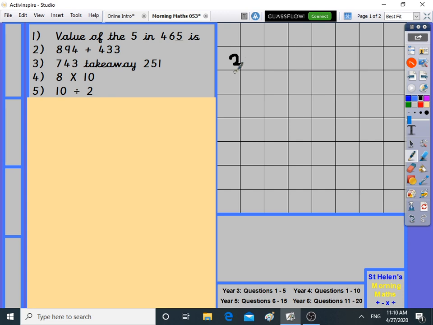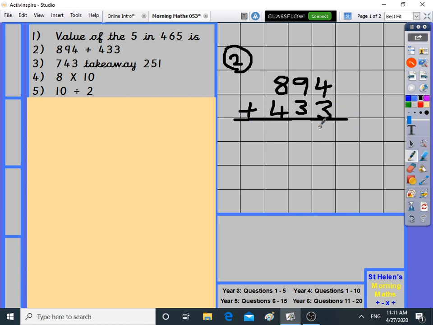Question 2. 894 plus 433. There's our column addition. Make sure it lines up down the right side, which is this side. Down the right, column addition.